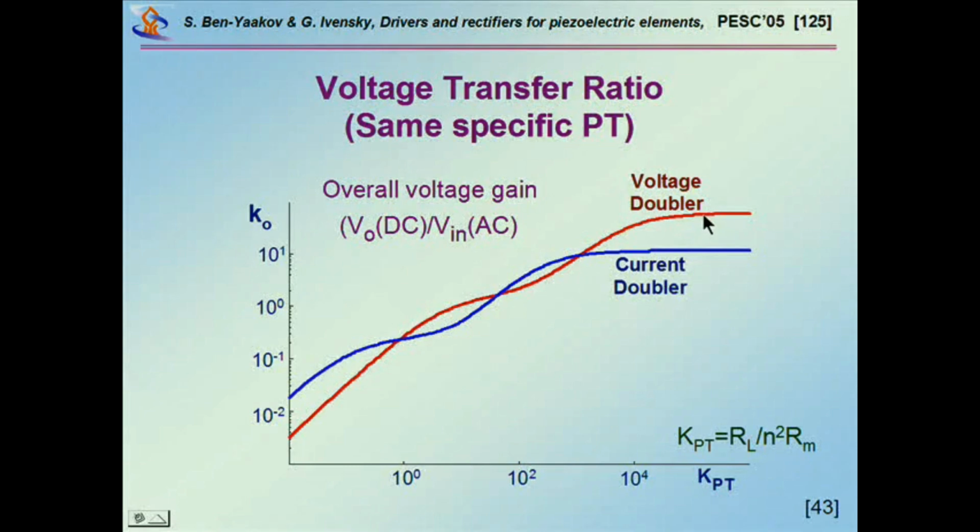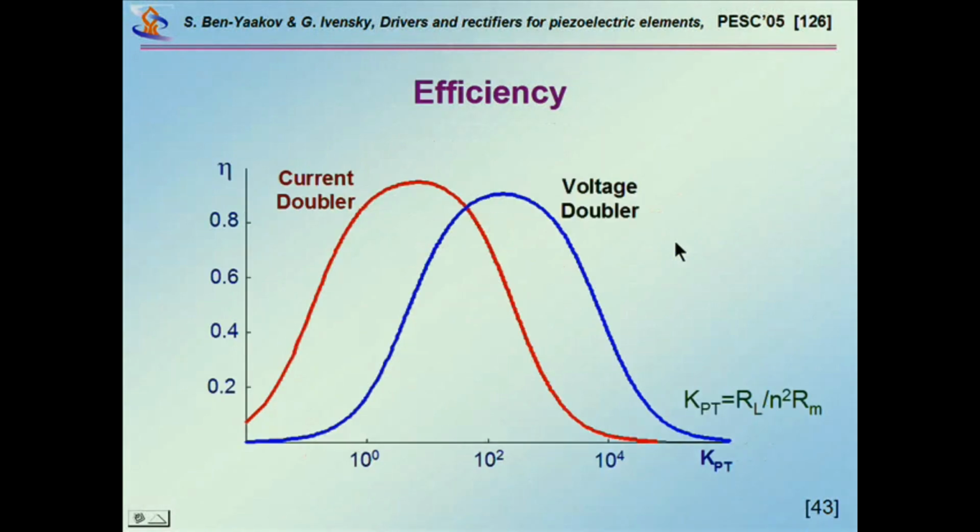Meaning that if you need a high voltage at the output, a high gain, which is intuitively very clear, you'd like to go to a voltage doubler. If you want high current, then you go to a current doubler. But this is showing it in a quantitative way, to show you the numbers.